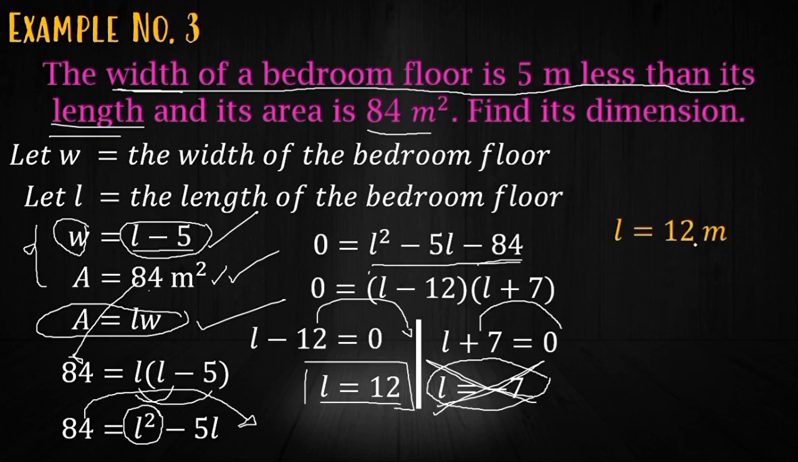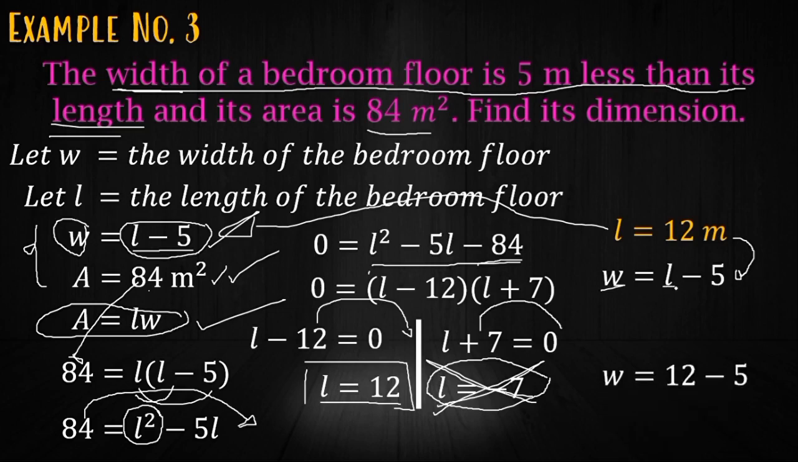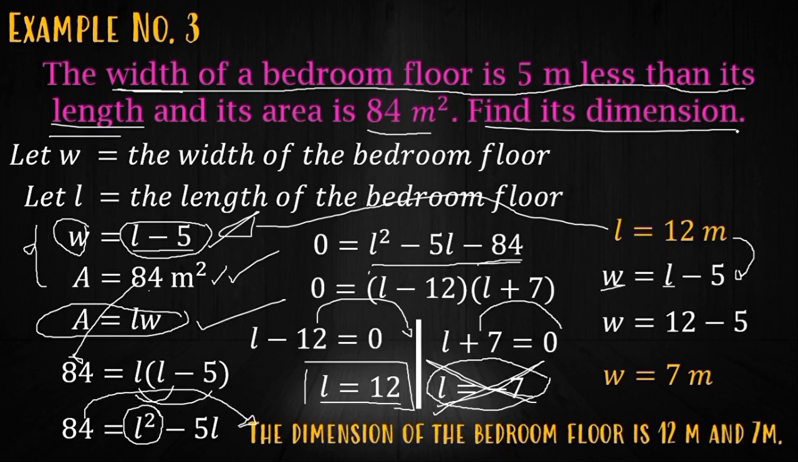Since L is 12 meters, we can now find the value of the width by simply substituting 12 to this equation. So we will substitute it to L minus 5 to find the width of the bedroom floor. So replace L with 12. So 12 minus 5, the width is 7 meters. Okay? 12 minus 5 is 7 meters. So the dimension of the bedroom floor is 12 meters and 7 meters.